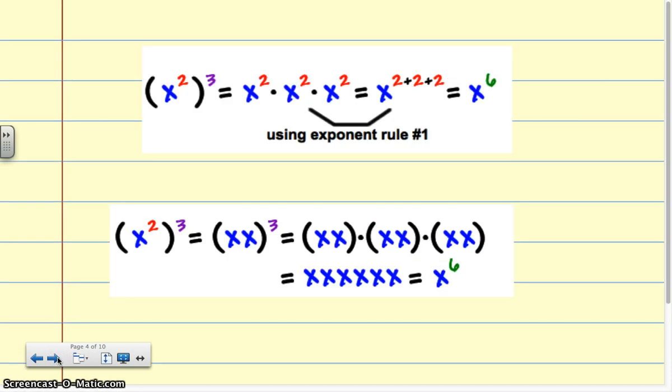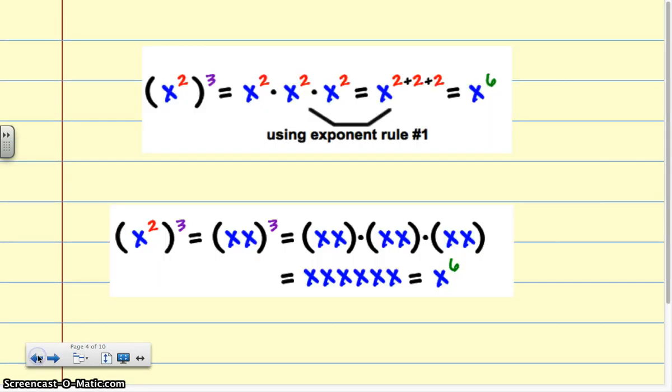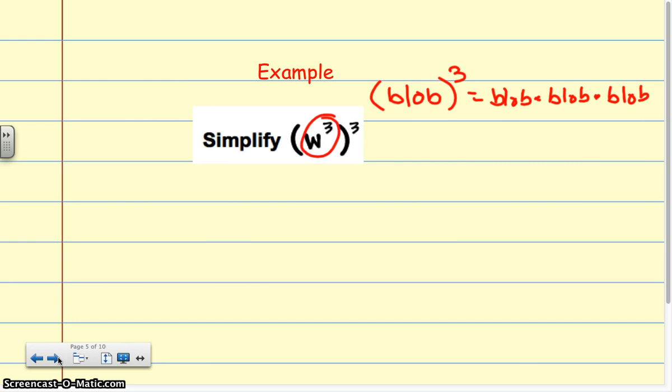Okay, this is just going ahead and extending that. What we just discovered, we don't even need that. Here I want you to test your hypotheses. If we have w cubed cubed, now remember, if we had blob cubed, it meant blob times blob times blob, whatever it is in there. Well, here we have w cubed, that's what's in there. So it's going to be w cubed times w cubed times w cubed.